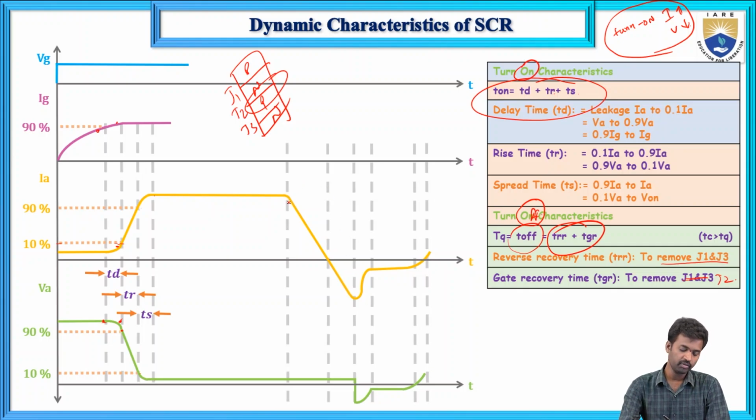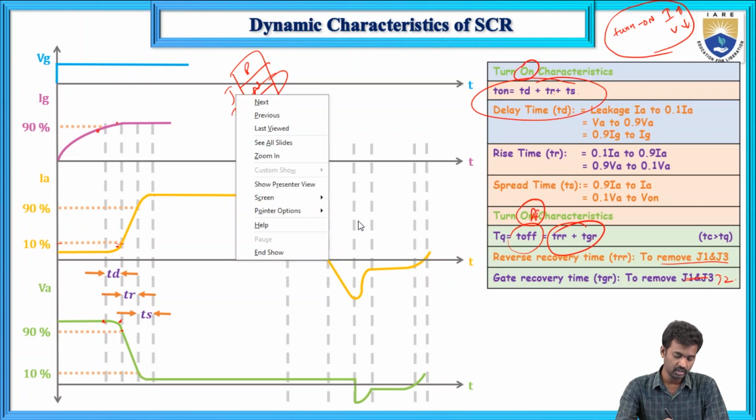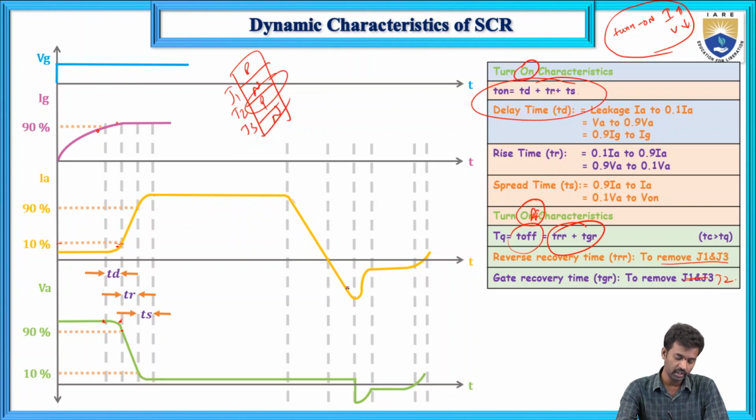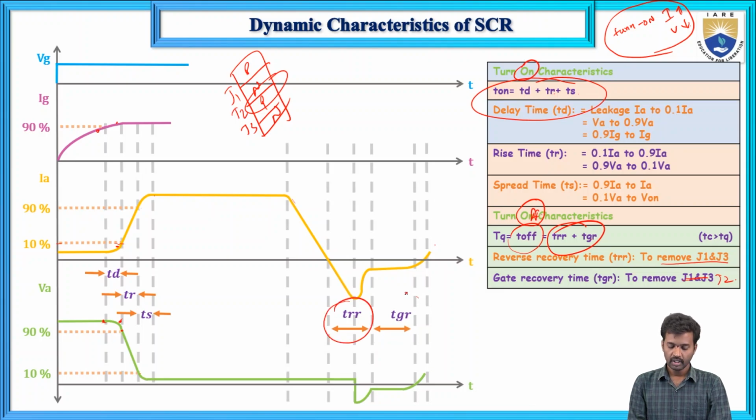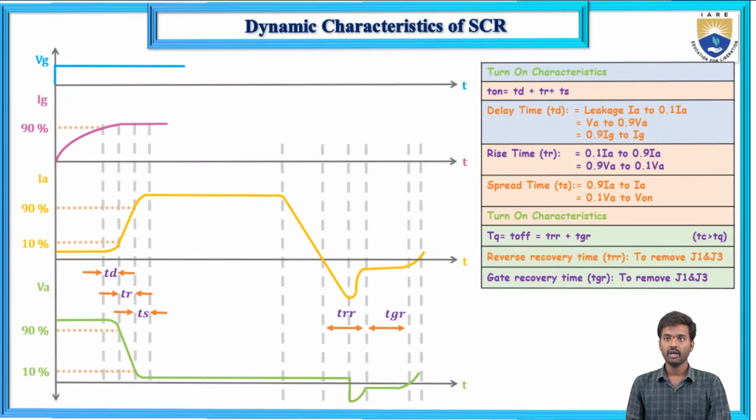So now here, initially when we turn off the SCR, the current goes on decreasing linearly, and even after it crosses zero it keeps decreasing like this, and it goes to the maximum value in the reverse direction, about 25% of this, and next it goes to zero, and the same way the voltage. Next, here this is TRR and TGR. This duration is known as the reverse recovery time, and this duration is known as the gate recovery time.